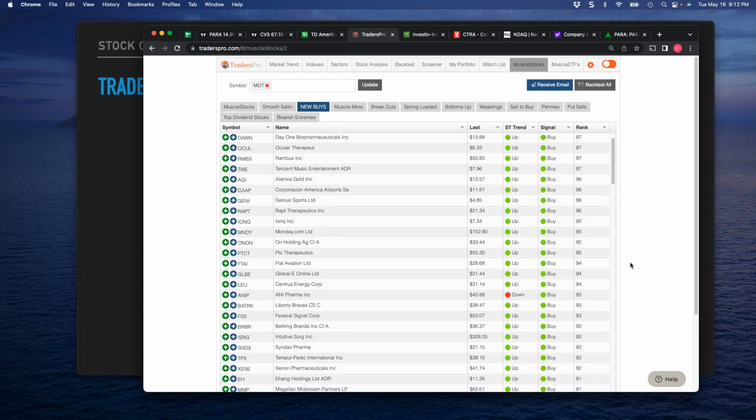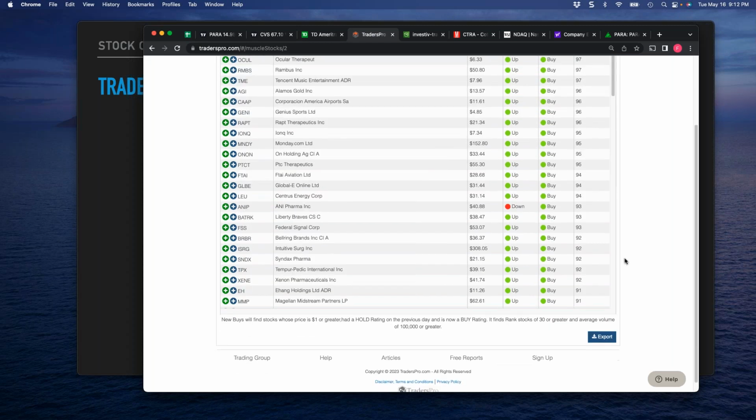You can find the criteria for each scan down at the bottom of its list. For example, here it says new buys will find stocks whose price is $1 or greater, had a hold rating on the previous day, and is now a buy rating. So these ratings are generated by the Traders Pro software for you.